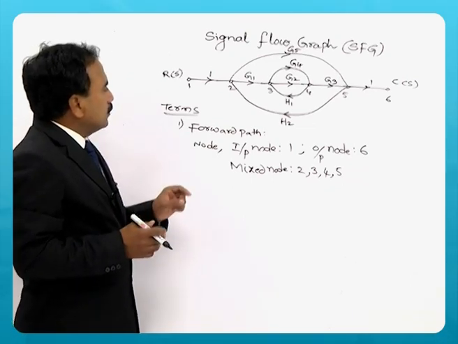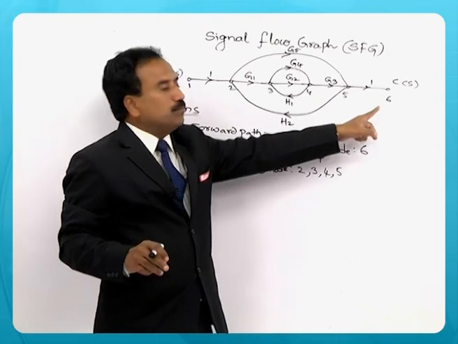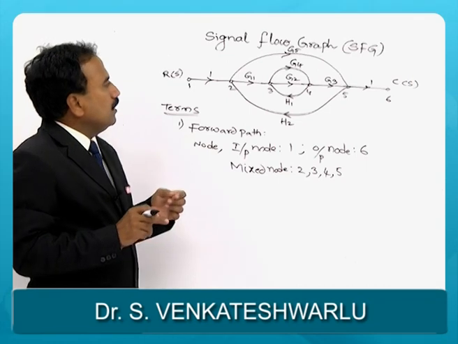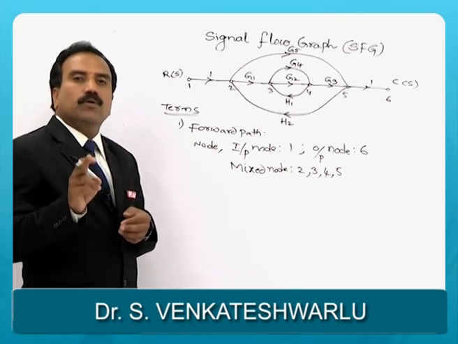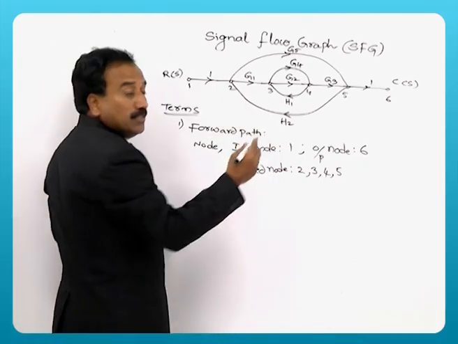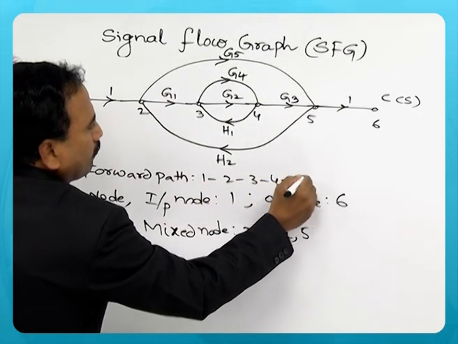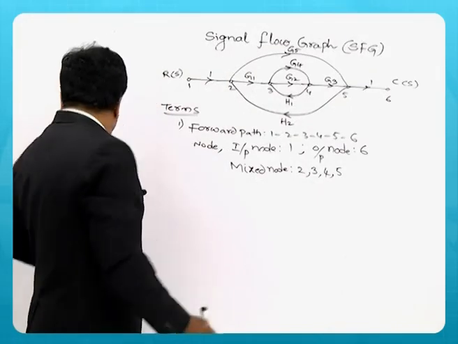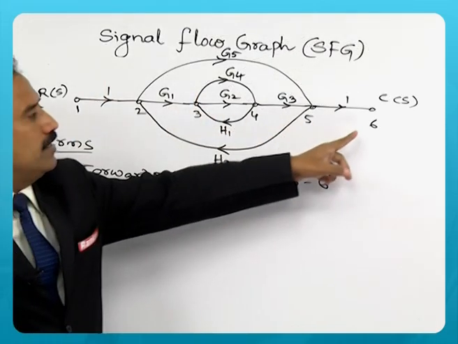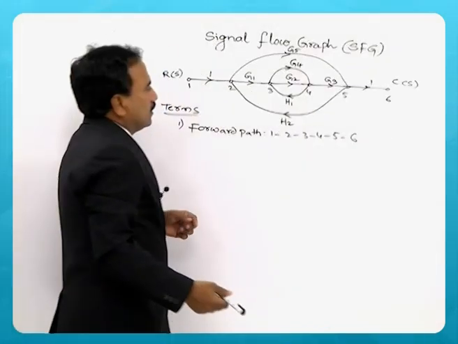Now what is the definition of forward path? Forward path is the path connecting input node and output node, but no node should come more than once. So let me represent the path in terms of nodes, that is 1, 2, 3, 4, 5, 6. So this is a forward path connecting input and output nodes. So 1, 2, 3, 4, 5, 6 is the path.